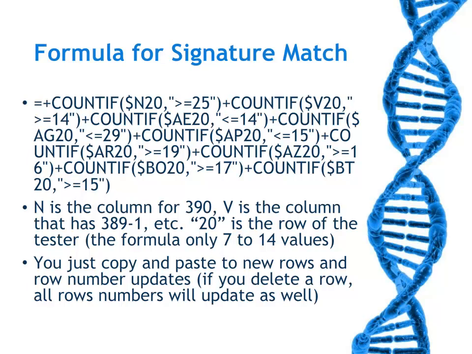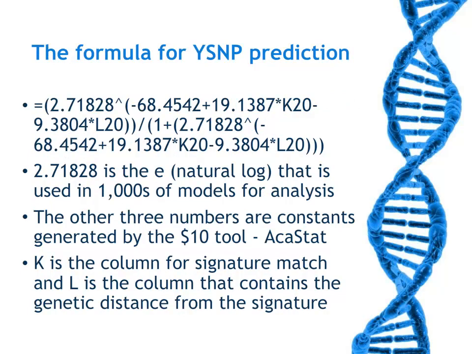And so this formula only takes a small amount of time to do. So this is the formula. And then once you copy and paste, there's not much to this. This is a pretty straightforward way to create the signature match for each particular tester that you're evaluating. Next, you do the formula for the YSNP prediction as well.